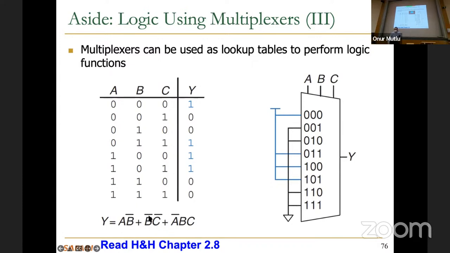Actually, I don't want to say this is the minimal form. I think this is the minimal form, but I'm not sure. I didn't really do the minimization. But this is a function. You can express this like this. This is a truth table.